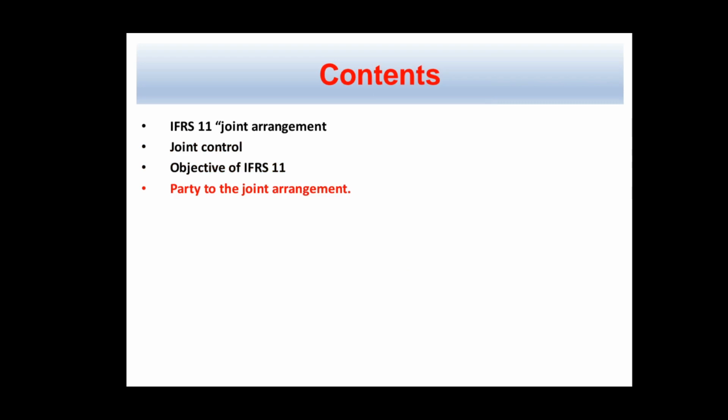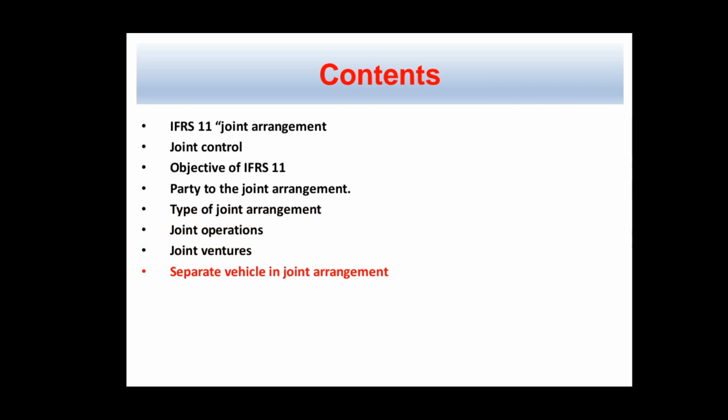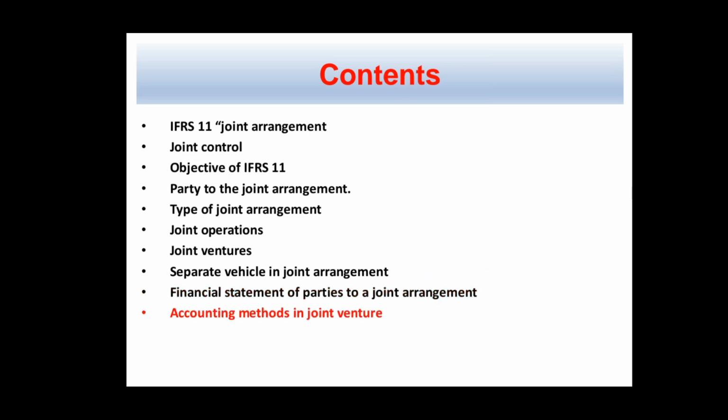I will also be looking at the parties to the joint arrangement, types of joint arrangement, that is the joint operation and the joint venture, and everything that has to do with the two will be looked at in this video. Also, what is a separate vehicle in joint arrangement, and what is the financial statement of the parties to the joint arrangement. So how do we prepare their financial statements, and also I will be looking at accounting methods in joint ventures.